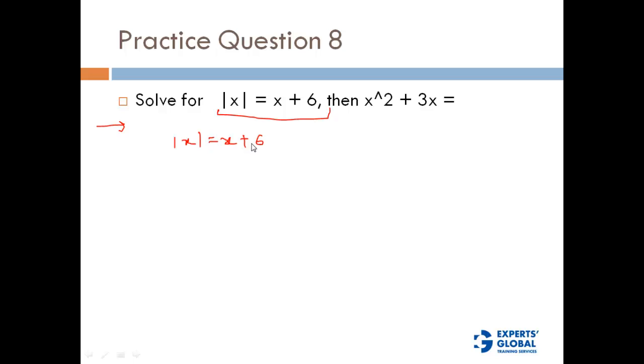Now one thing that should strike you immediately is that if x is a positive number, so let's say x is equal to 3, what is going to be the modulus? It is always going to be the same number. So modulus of x is equal to x for any positive number. But here we have modulus of x is equal to x plus 6, right? So x cannot be a positive number, because if x were a positive number, this equation will not hold true. That means x has to be a negative number, correct? It is definitely not positive, it is also not 0, it is definitely a negative number.